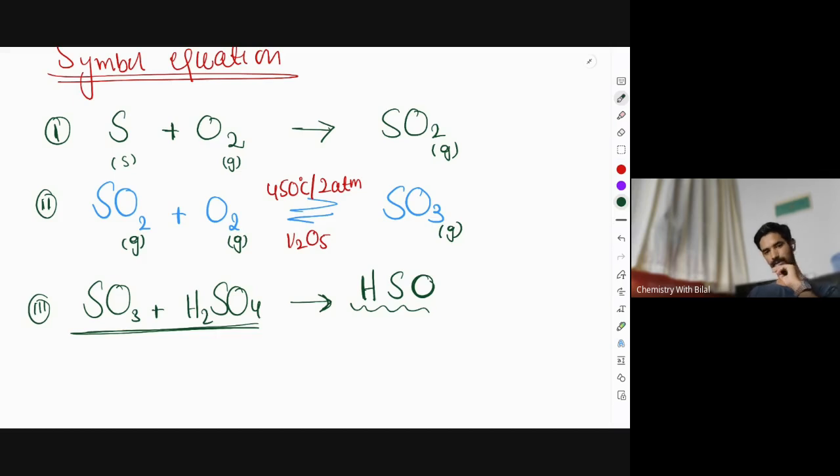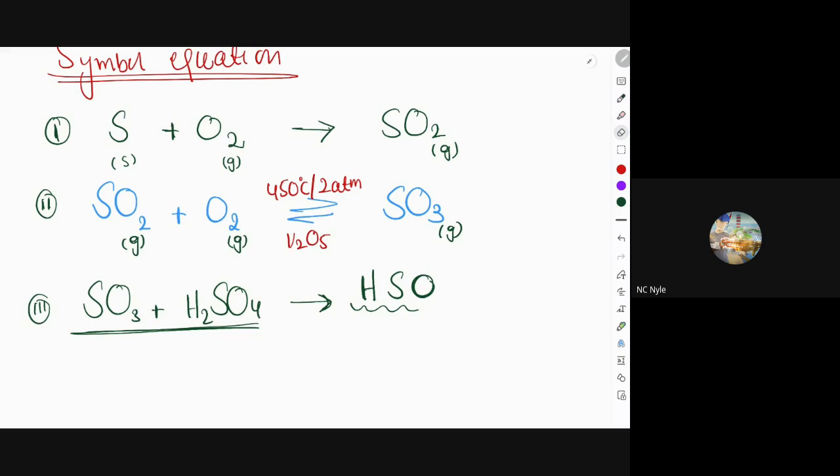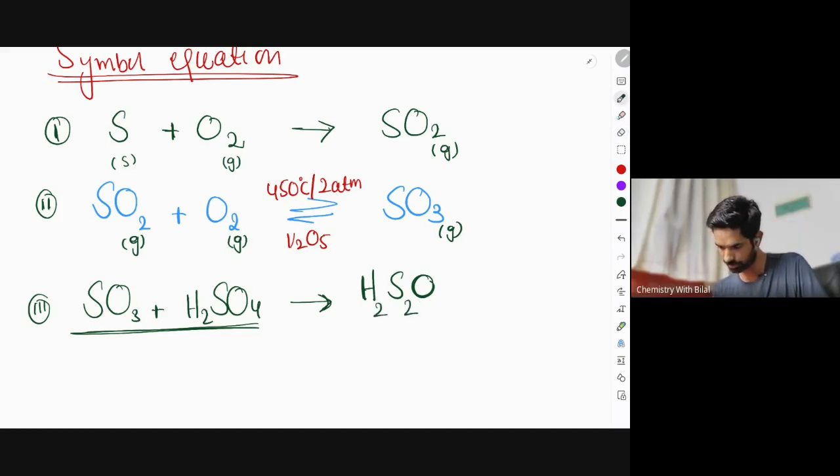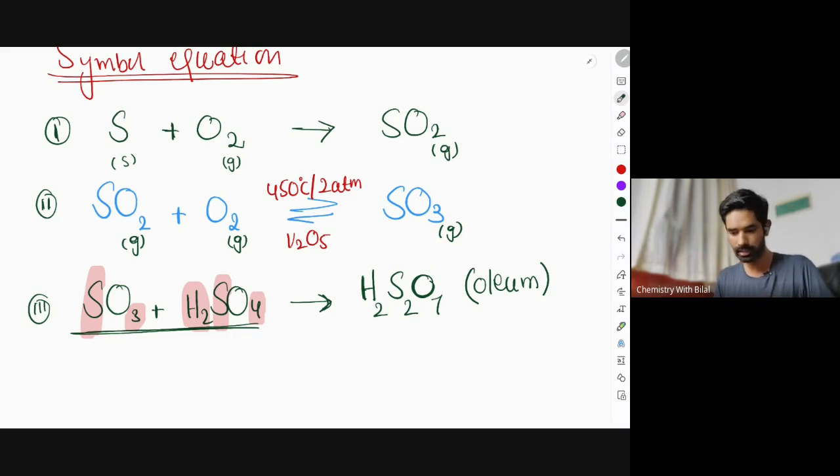Yes, Nile. What should be the formula of the product if you just need to add everything? Sir, H2S2O7. Excellent. If you look at the reactants, we have only 2 hydrogens, 2 sulfurs, and 7 oxygens, and that is the product. This very product is called oleum. You don't need to memorize the formula. Just add these 2 numbers to the reactants and you will get the products. Make sense, everyone? It's very easy, I believe.